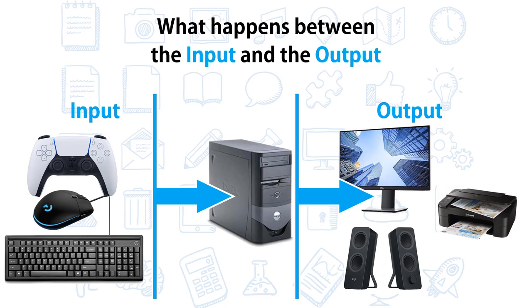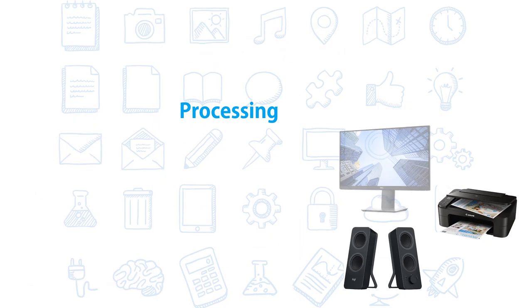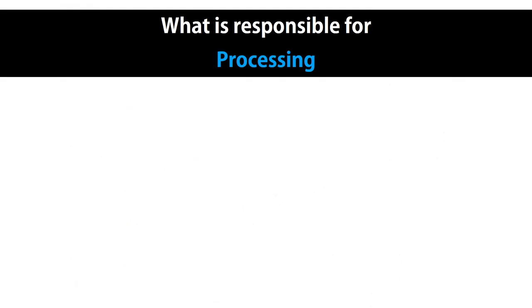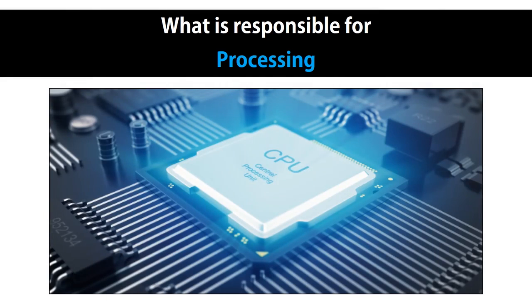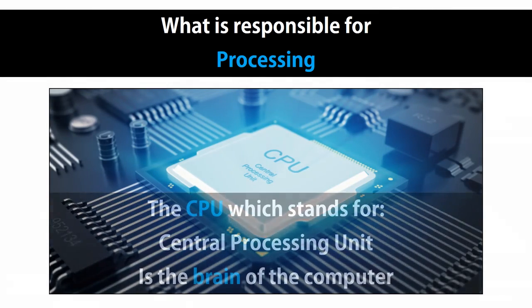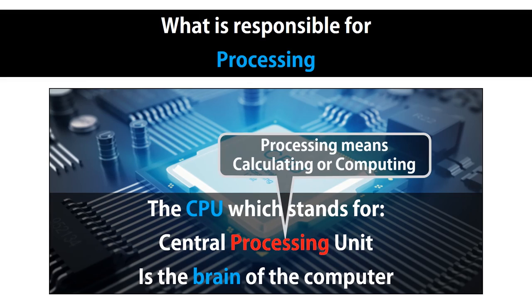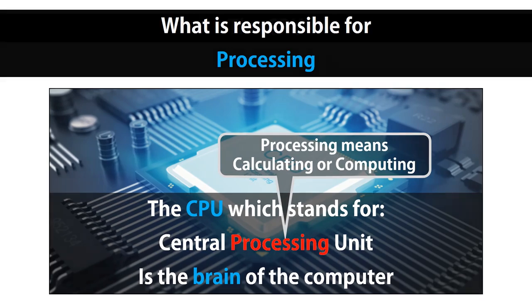And what happens between them is called the processing. What is responsible for processing? The CPU. The CPU, which stands for Central Processing Unit, is the brain of the computer, and it is the main piece of hardware that does all the processing. Processing means calculating or computing.